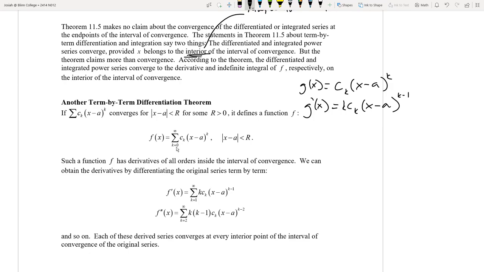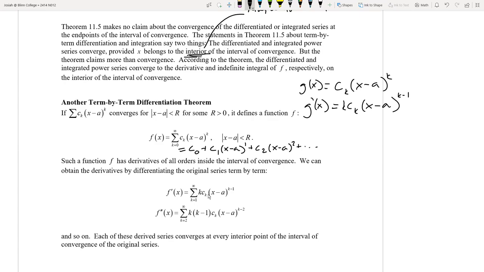If we plug in k equals 0, the first term is c sub 0, x minus a to the 0. X minus a to the 0 turns into 1. So we have a constant plus c sub 1, x minus a to the first plus c sub 2, x minus a squared, and so on. So that first term is actually a constant. So when we take the derivative, the first term goes away. And so that's why we start at k equals 1 now.